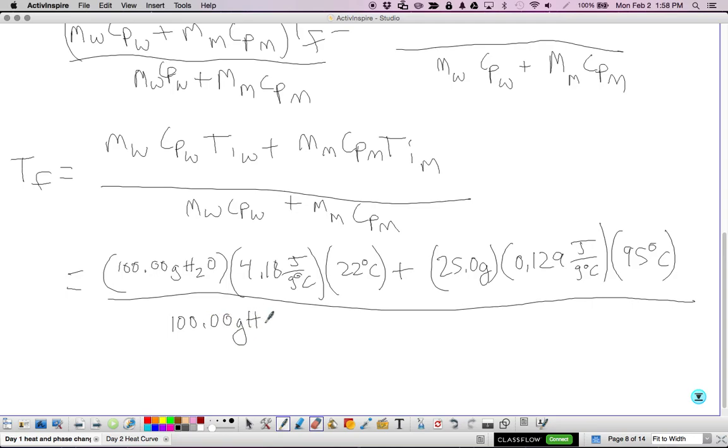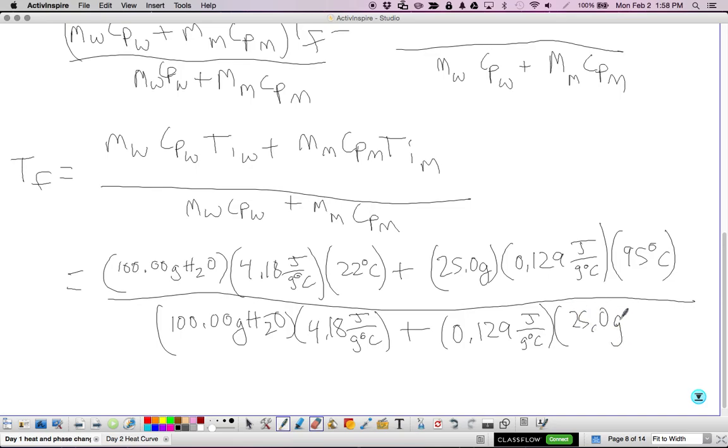over mass of the water, 100.00 grams water, times 4.18, plus 0.129 joules over grams degrees Celsius, times the mass of the metal, which is 25.0 grams. When I do this, I get a whopping 22.6 degrees Celsius. So the temperature of the water increased by 0.6.